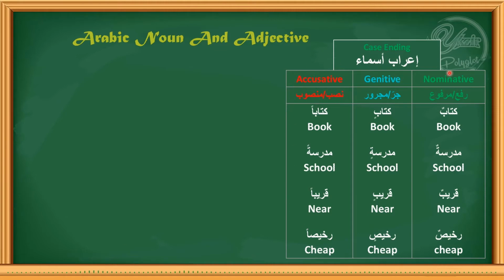Here on this table we have several words as an example. As you see here, the word book stays the same in any case because English doesn't have case endings like Arabic does.